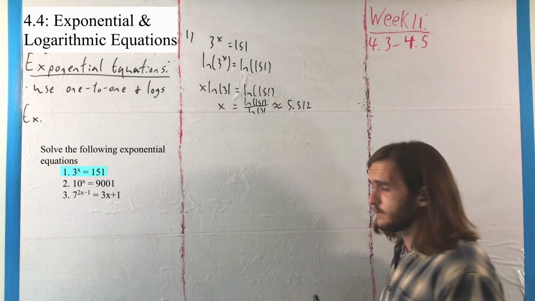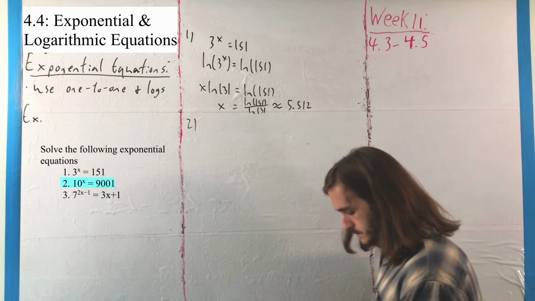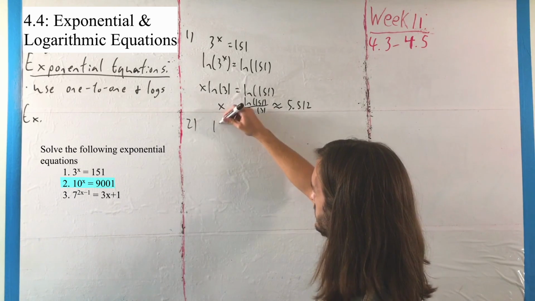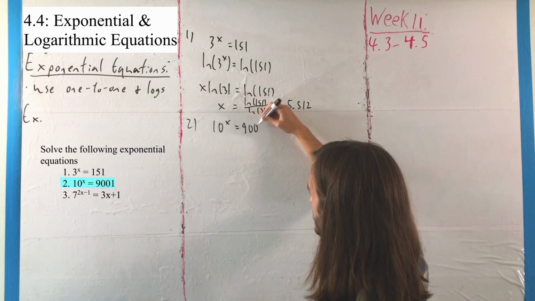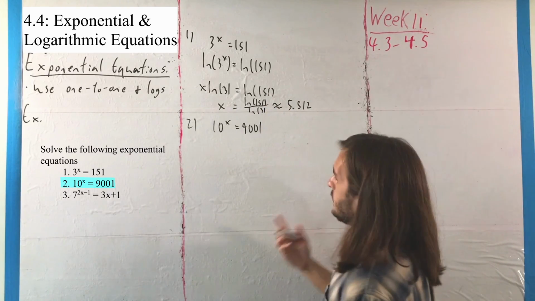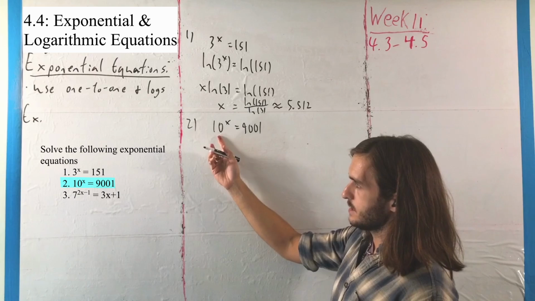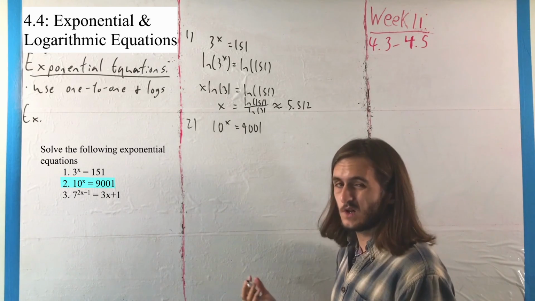Then for our second example, we play a similar sort of game, except there, because we have 10^x equal to 9001, it is over 9000, I suppose, we would identify that the common logarithm fits better for this case. We could still use the natural logarithm if we prefer.